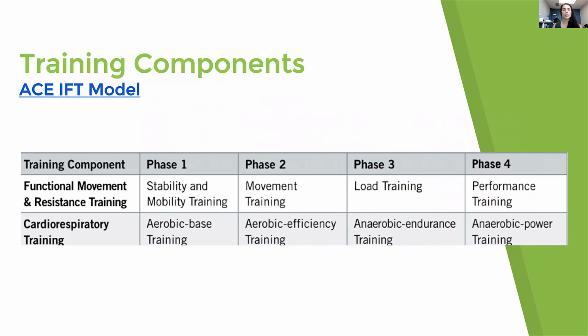Cardiorespiratory training does the same thing. You start with your aerobic base. These are people who can't even perform 30 minutes of moderate intensity exercise, right? So those are those individuals. Then eventually, once they have that aerobic base, you want to go up to aerobic efficiency, so being able to do it for a longer period of time. Once they have that, then they can move on to phase 3, which is that anaerobic endurance, right? And then phase 4, which is anaerobic power.